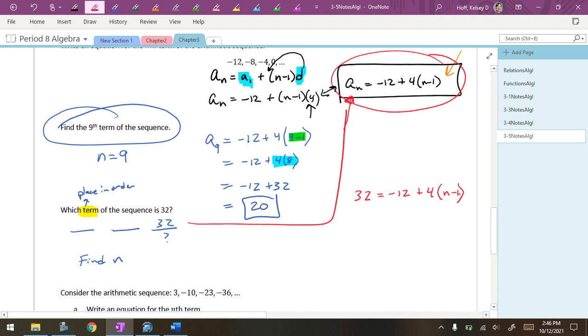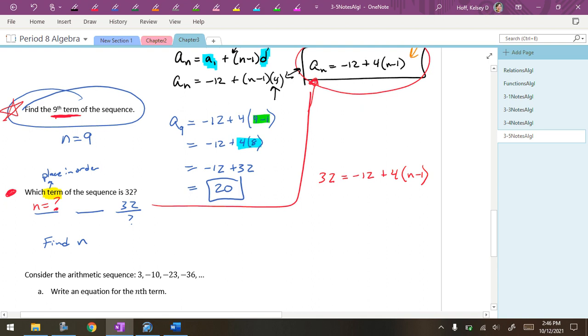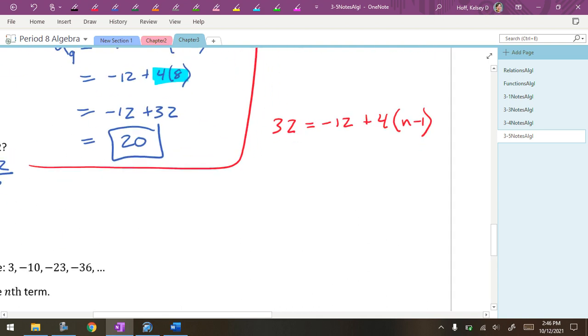Everybody follow the difference between the two problems we just did. This one tells us the term. The word term means n. They're telling us n is 9. On this one, they're saying which term, meaning we don't know what n is. We need to find n. See the difference in the two? Okay, so if I take this equation on the right, now I'm solving for n.